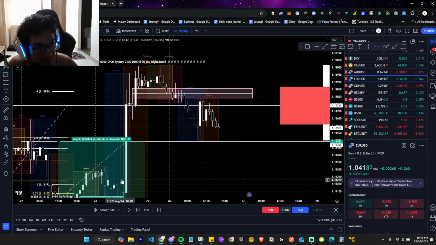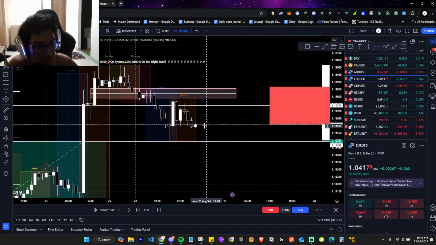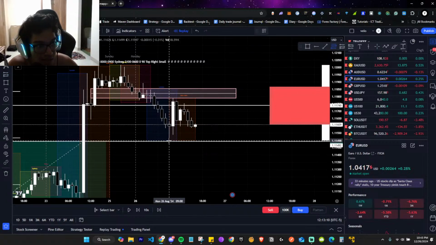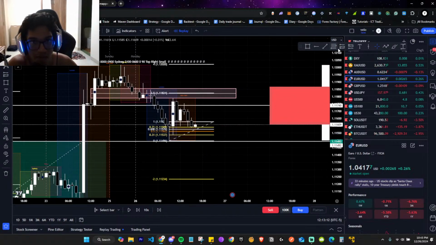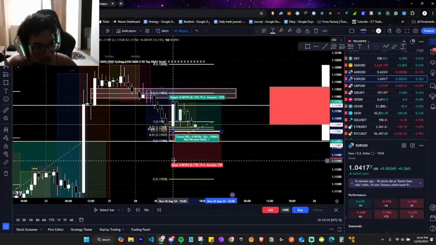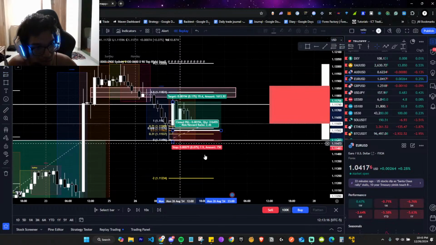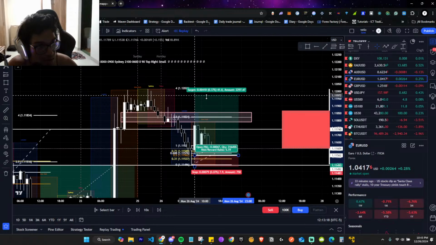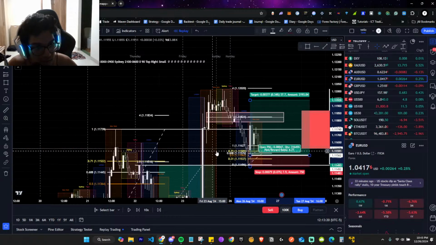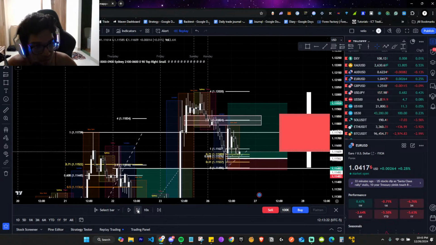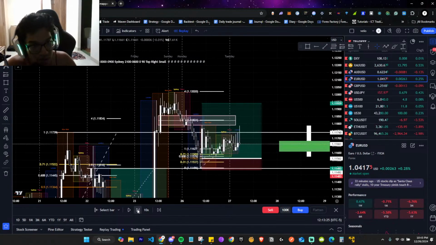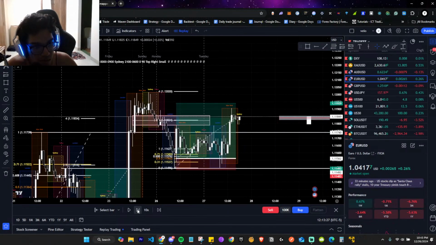Okay, so we have this fair value gap, we have this sweep of liquidity, and it seems like it's holding this 0.5. Let's see if it's holding this 0.5. Okay, it's holding this 0.5. Let's put a stop right below and put a TP right here. See if this plays out. Does not quite seem like it.